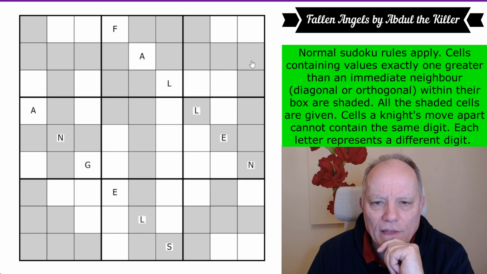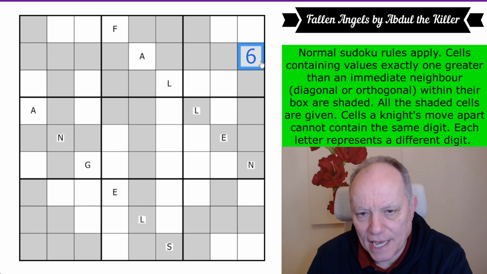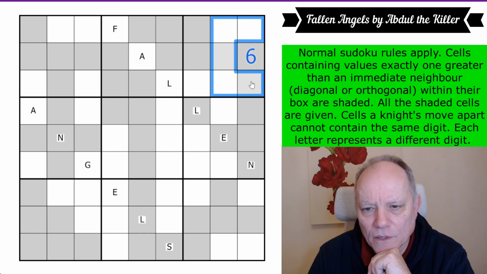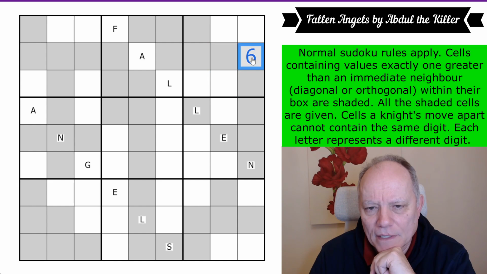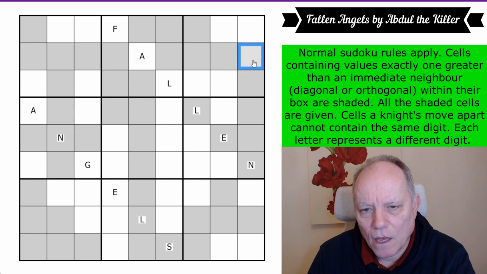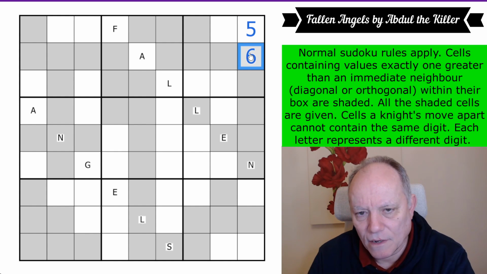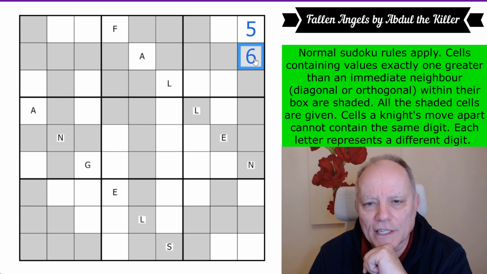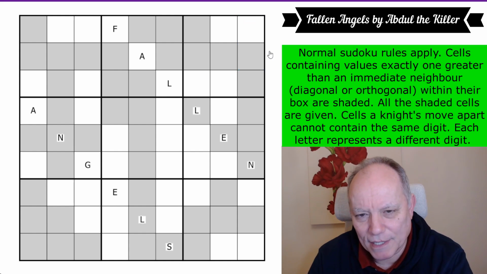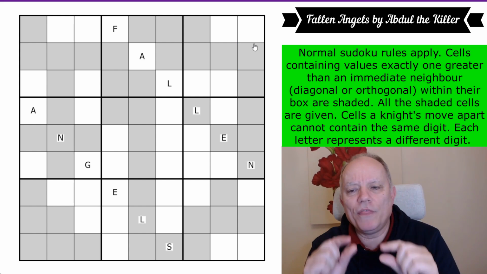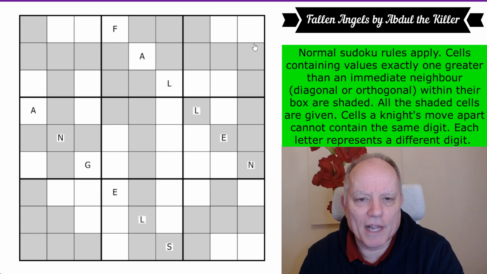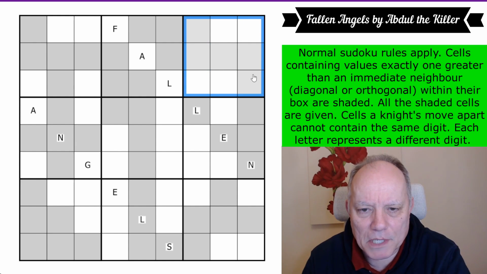So if we have a 6 here, then one of these cells is a 5, because that is a shaded cell. I suppose actually the way to look at it is, if that's a 5 and that's a 6, the 6 has to be shaded. And then because the 5 isn't shaded, 4 won't be in one of those cells. That's weird, isn't it? Okay, and it's only within their box. That was a very key phrase. So we're only considering each box separately when we're applying that rule.